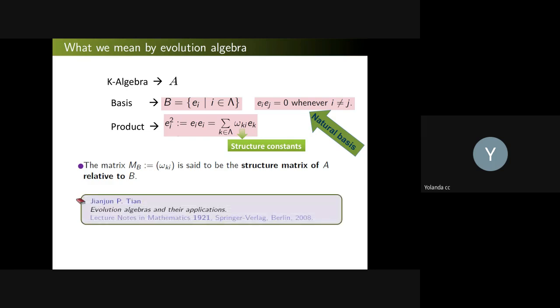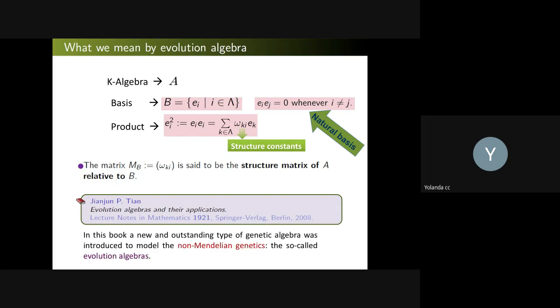Jean-Paul Tian introduced this new type of algebra in his thesis, Evolution Algebra and Their Applications. Concretely, evolution algebras were one of the contributions of non-Mendelian genetics to mathematics. But what is non-Mendelian genetics? It is the genetics that doesn't follow Mendel's law. So now I'm going to try to explain roughly Mendel's second law in terms of algebra, but firstly, we will need to recall some basic concepts relative to genetics.